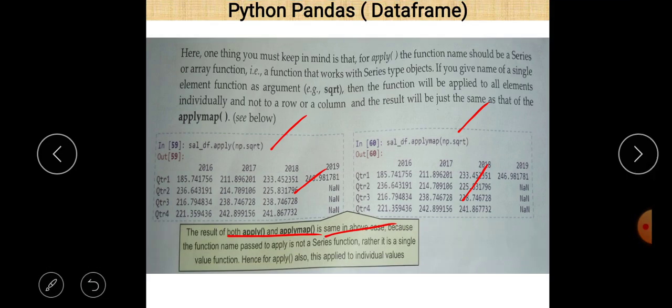So this is all about the applymap function and the pipe function. I hope now you are able to understand the difference between apply and applymap function and the functionality of the pipe function.